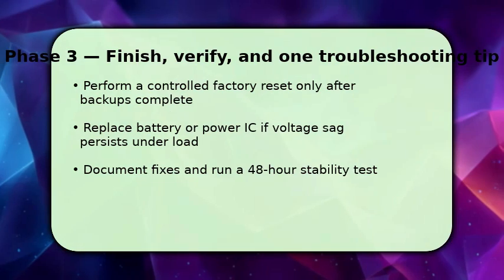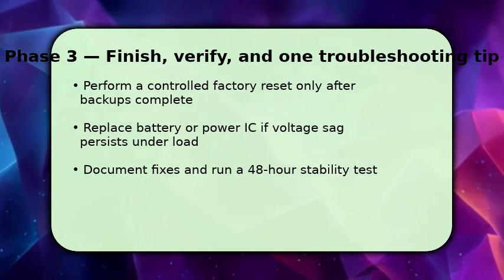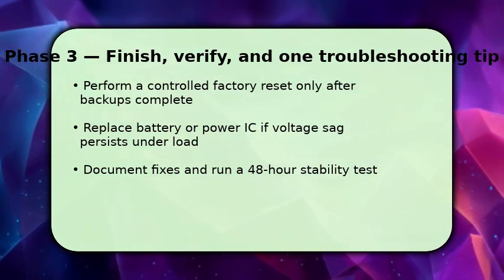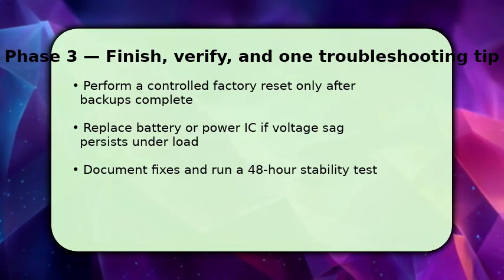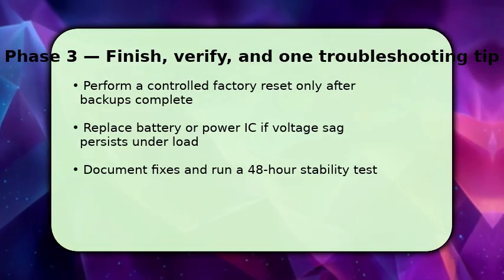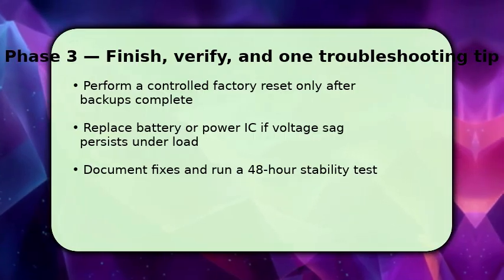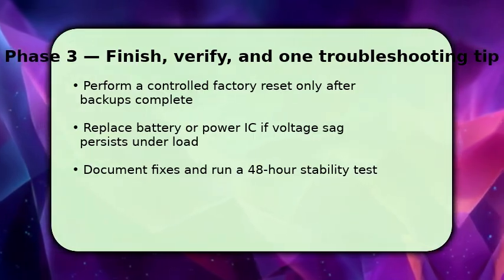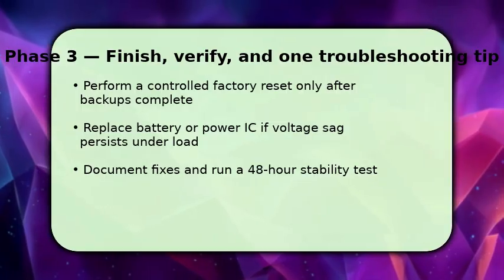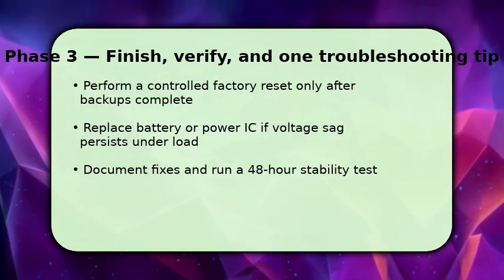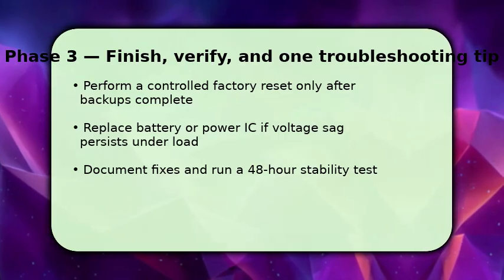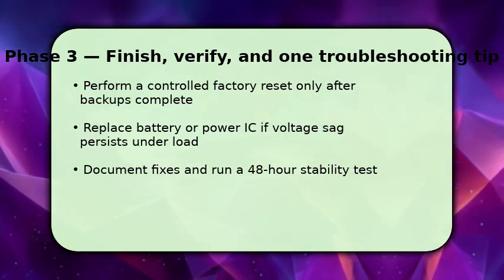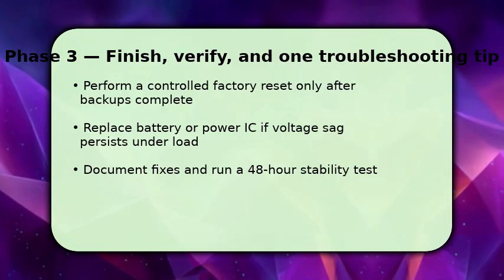To finish, perform a controlled factory reset only after confirming backups. This resolves residual software corruption. If symptoms persist, rapid battery drain or shutdowns under load, replace the battery or power management IC because hardware faults often mimic software issues. Reassemble, then run a full 48-hour stability test with normal use to validate the repair.